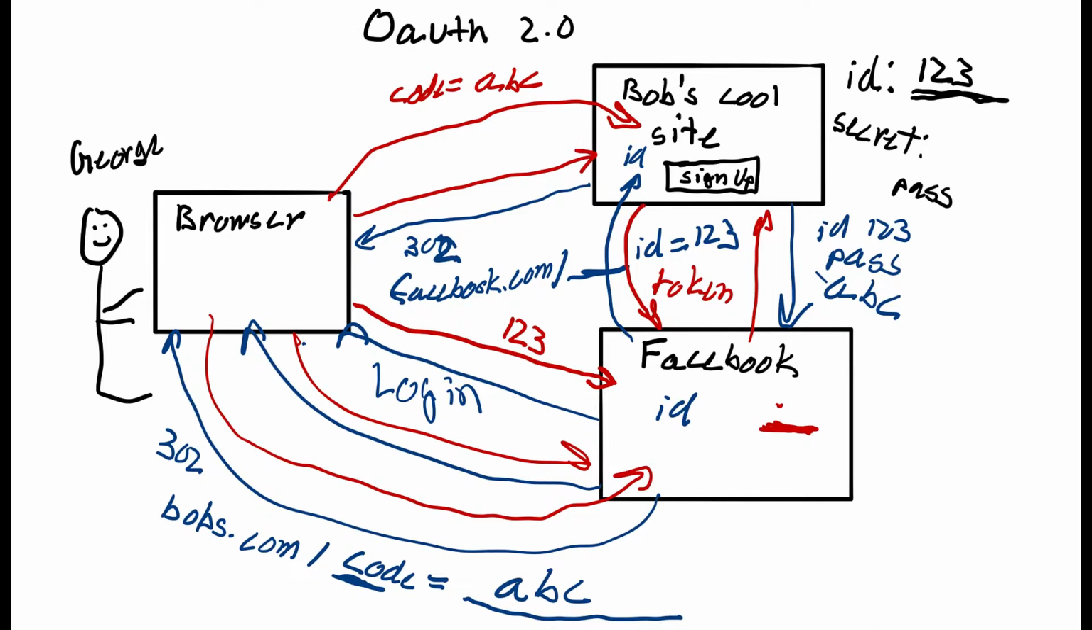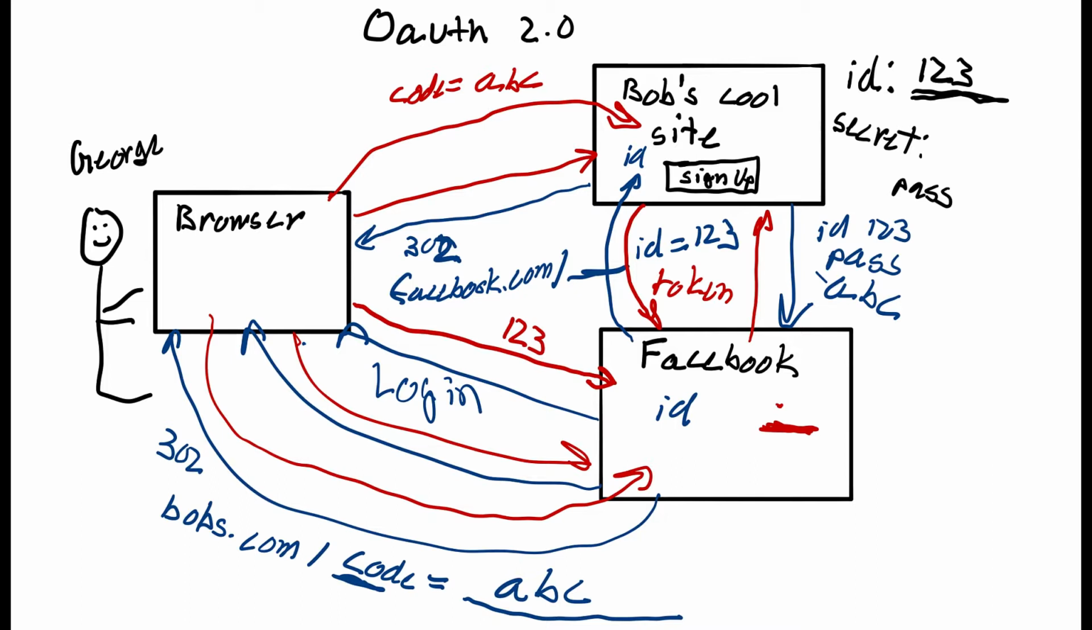Now, let's say that George does something else. He closes the browser, he comes back to Bob's cool site and wants to log in again. They will repeat this entire process. This entire thing that I just described will get repeated. But this time Bob's cool site will see, oh, you know what? I've seen that ID before, and that ID belongs to this account that I created, and that happens to be George's account. So instead of creating a new account for George, he'll just log in George to the account that was created the first time George clicked on the sign up through Facebook button.